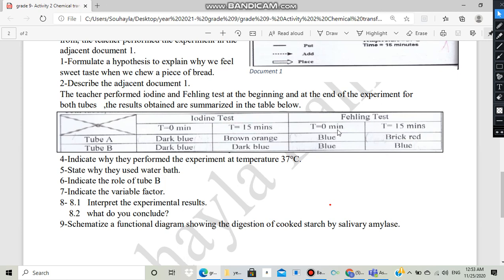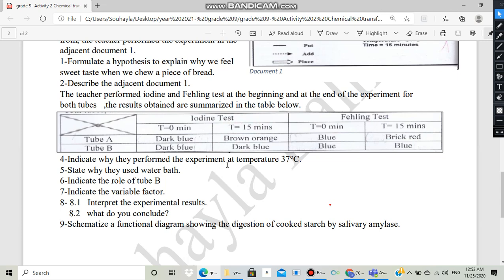With filling test at time equals 0, فعنا blue color for both, the color of filling solution remains blue. This means that both test tubes do not contain reducing sugar, while at the end a brick-red precipitate is obtained in tube A. This indicates that there is a reducing sugar. The color remained blue. لاحظوا بالتست التيوب التاني the color عطول عم يبقى مثل ما هو, remains the same.